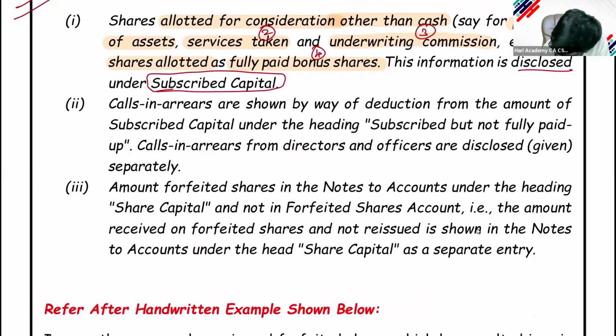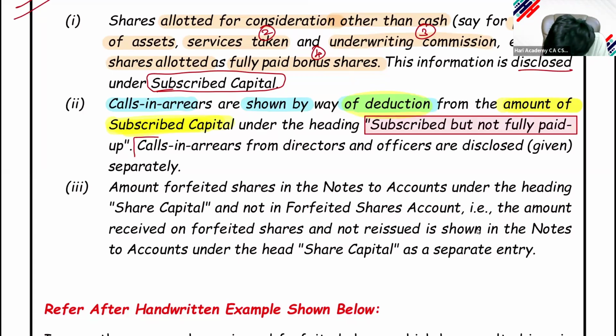Next, listen. Important. Calls in arrears are shown by way of deduction from the amount of subscribed capital under a heading. It should only be in the heading: subscribed but not fully paid up.